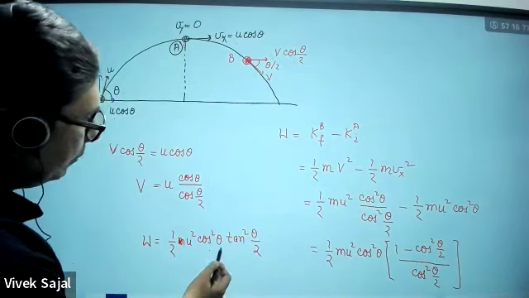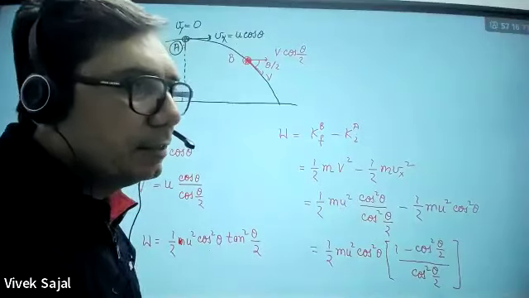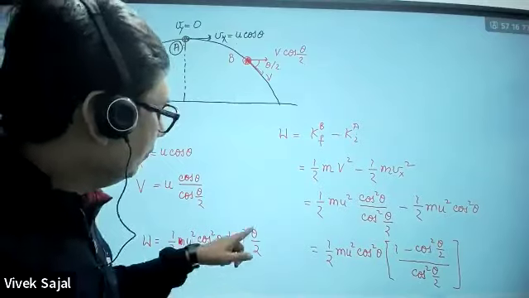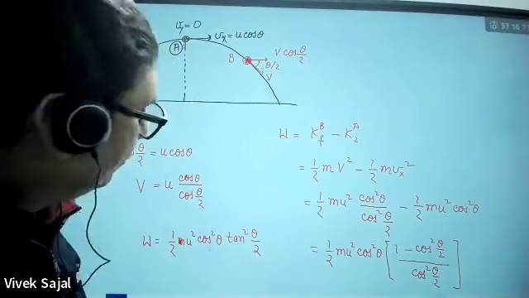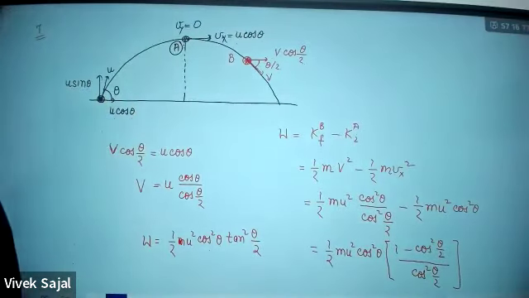They will provide you some value, like I can give you this is 60 degree, so theta by 2 will be 30. By substituting, mass will be given, initial velocity will be given, and you can find out the work done in this way. So this is a very, very good question for your exam. This was question number 7.